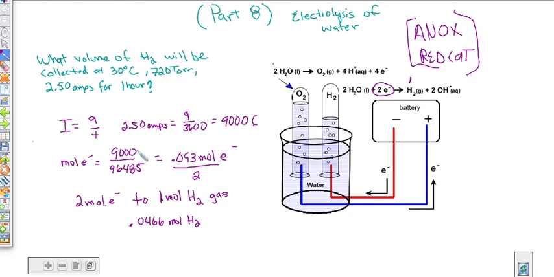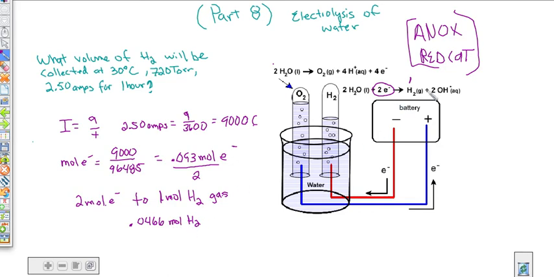So the amount of moles equals the total amount of charge in coulombs divided by Faraday's constant. Faraday's constant being 96,485. So we're going to divide this out, and we find out that we have 0.093 moles of electrons. Now, for every 2 moles of electrons, 1 mole of hydrogen gas is formed. And we're actually looking for the volume of hydrogen gas, so we need half that amount of moles. So we divide the 0.093 by 2 to figure out the actual number of moles of hydrogen gas.